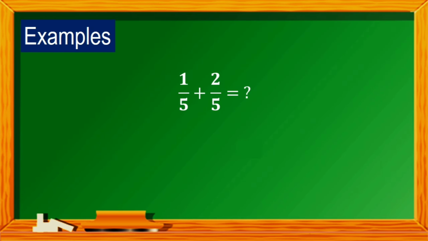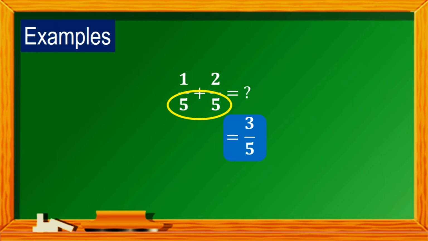For example, 1/5 plus 2/5. First, let us add the numerators. 1 plus 2 equals 3. Then, copy the denominator, which is 5. Last step is to reduce to the lowest term, but 3/5 is in simplest form, which means we cannot reduce it. Therefore, this is the final answer.